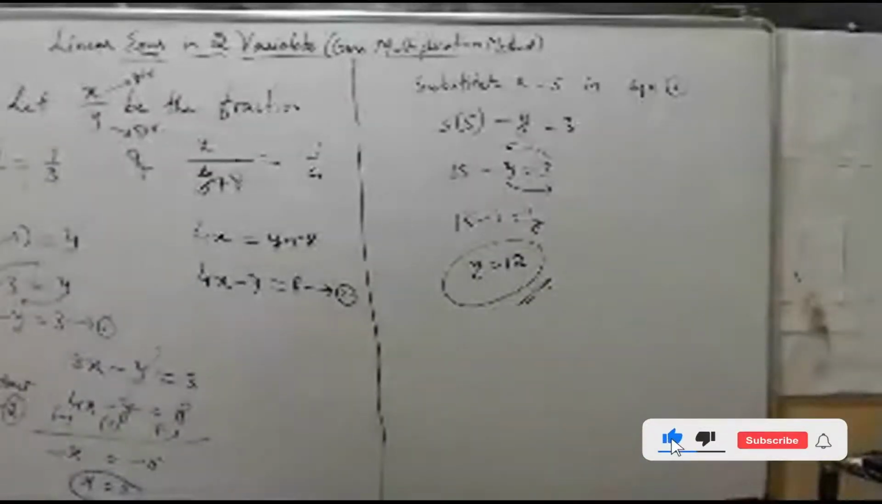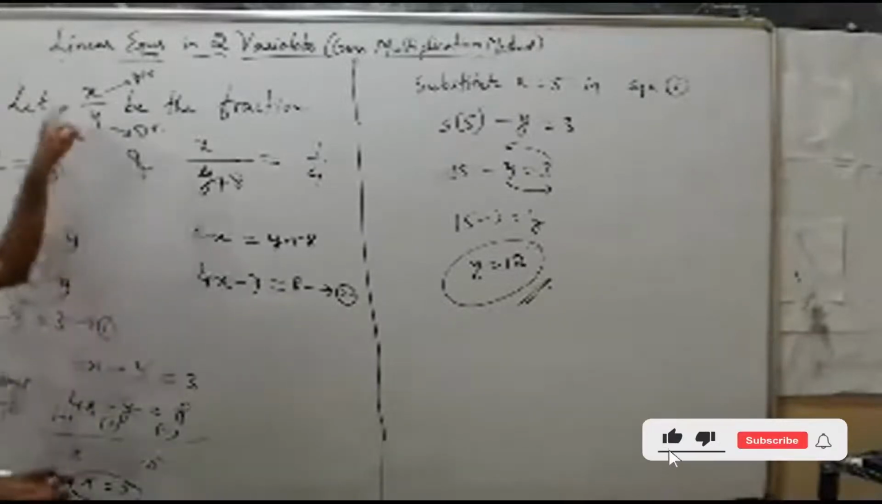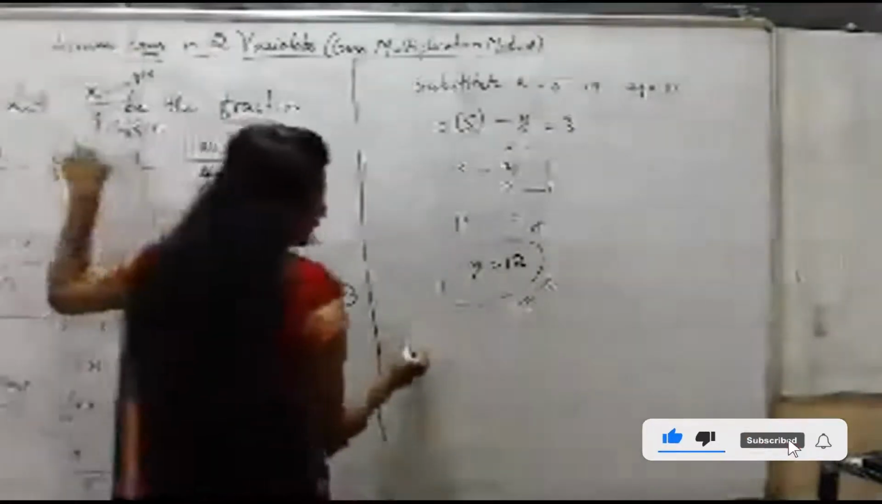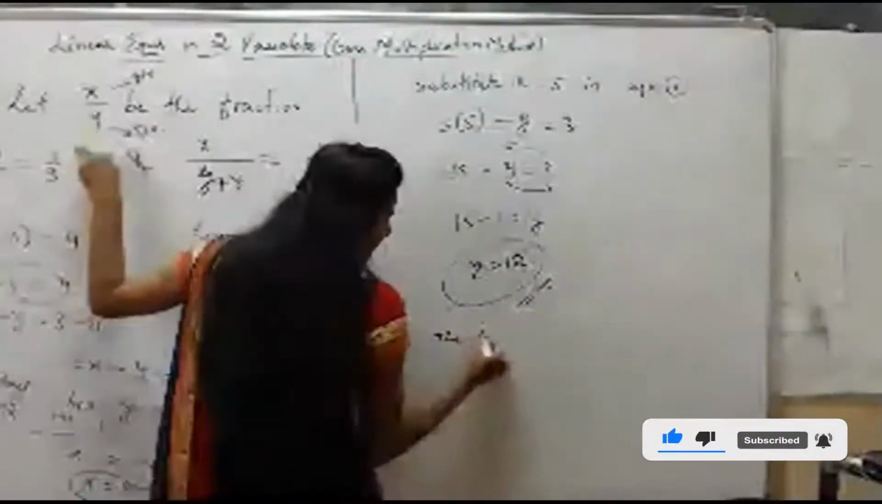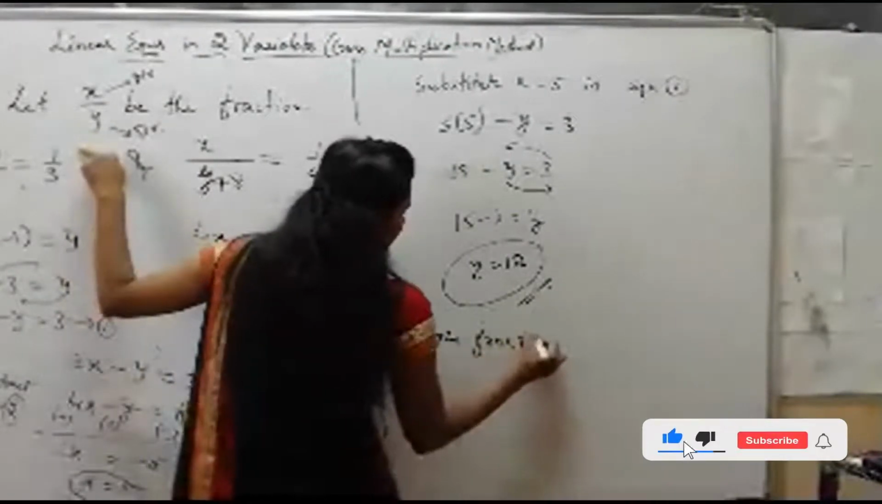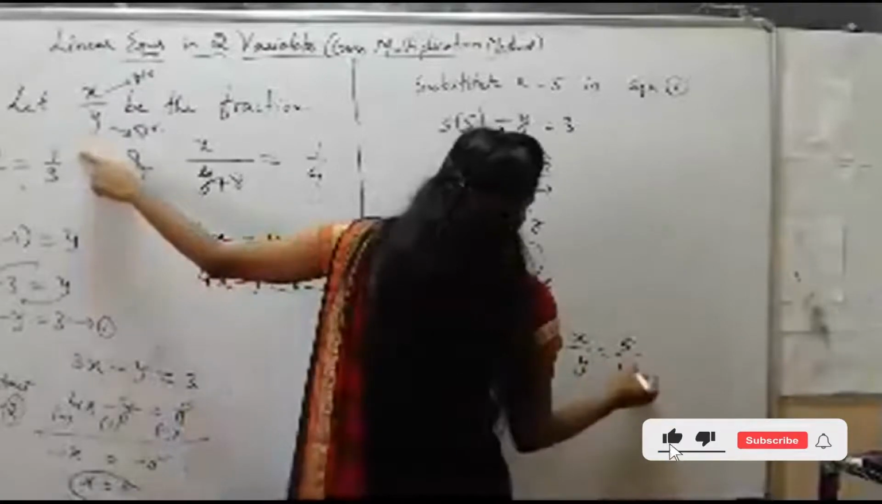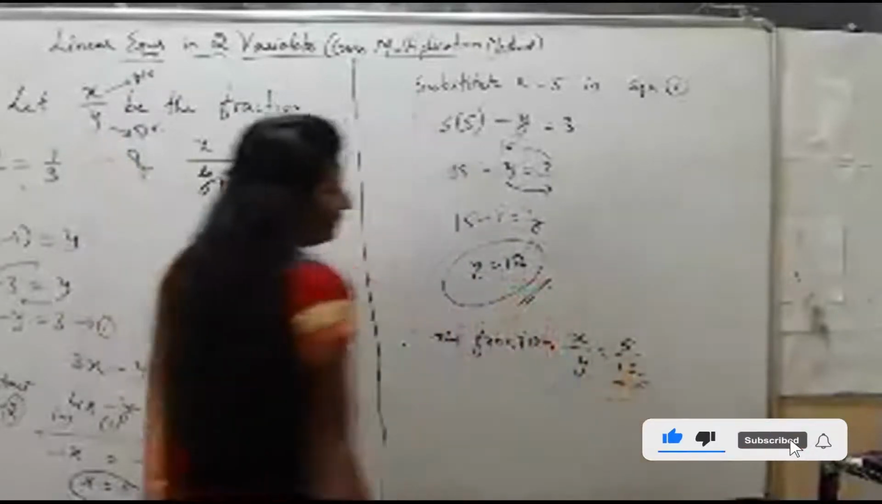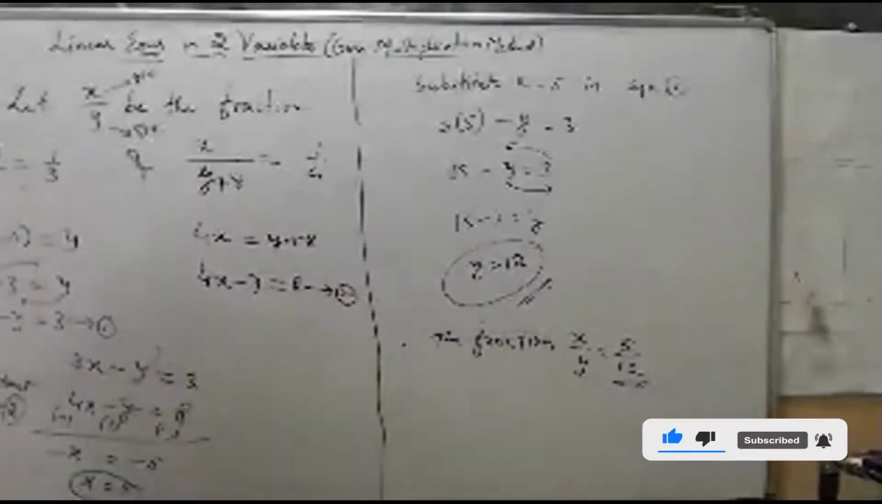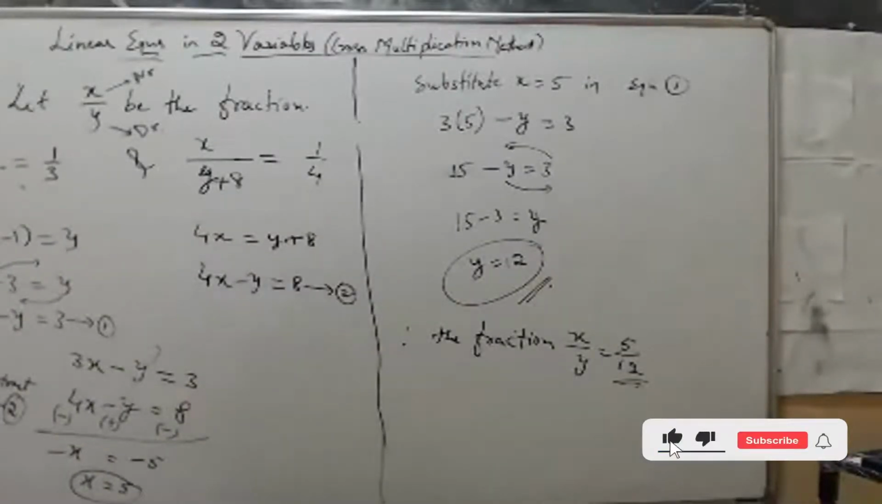Therefore, what is the fraction x by y? X by y is the fraction 5 by 12. This is the fraction we have to find out. Okay. Next question.